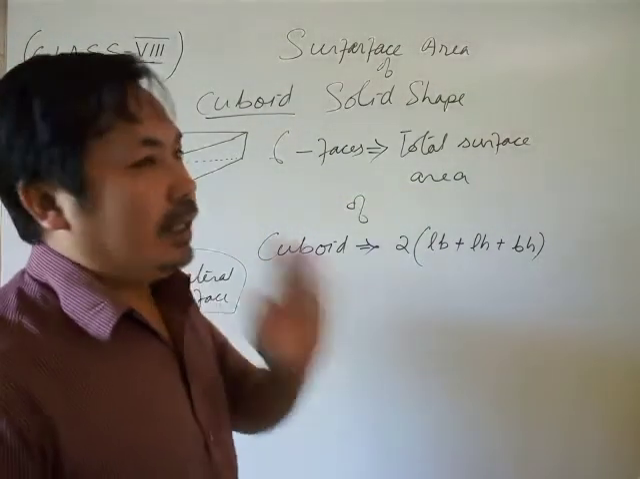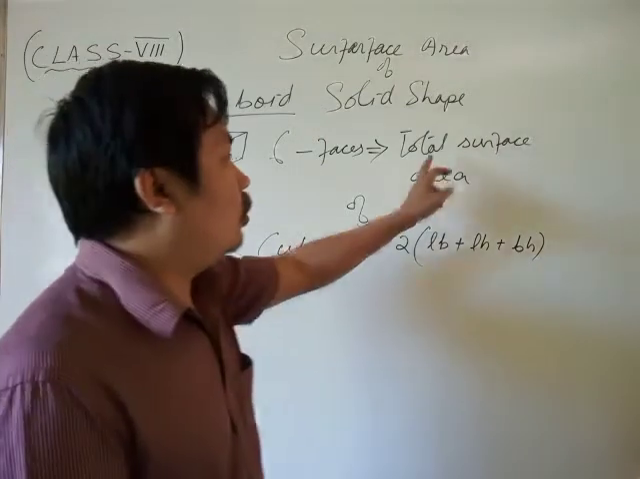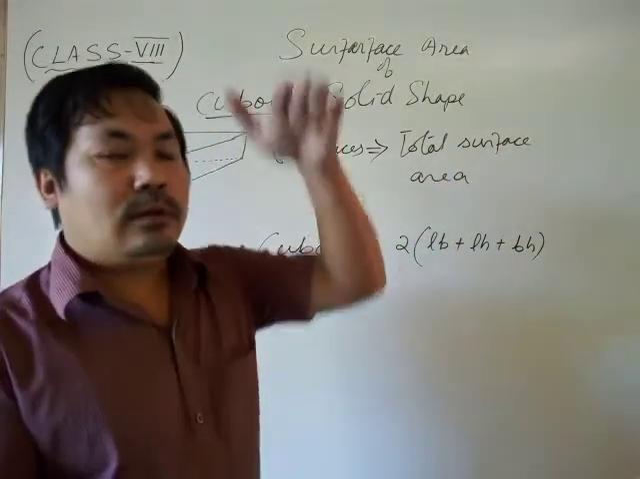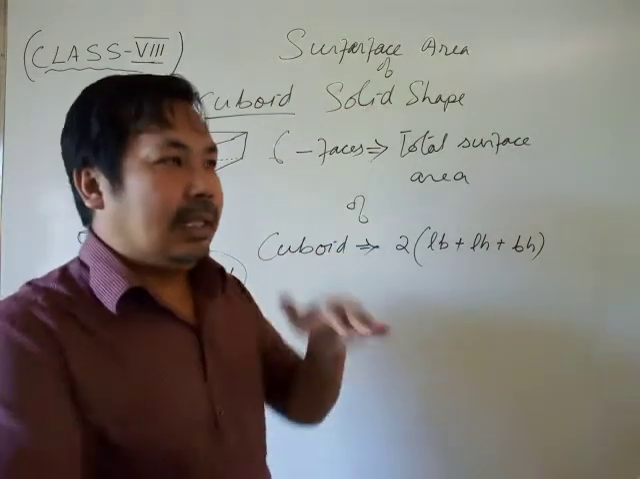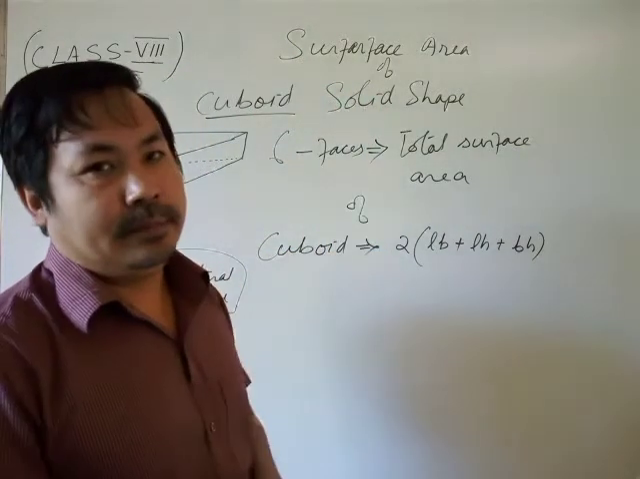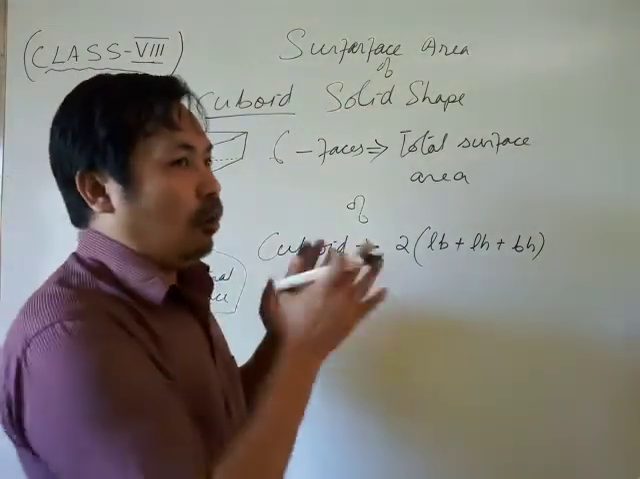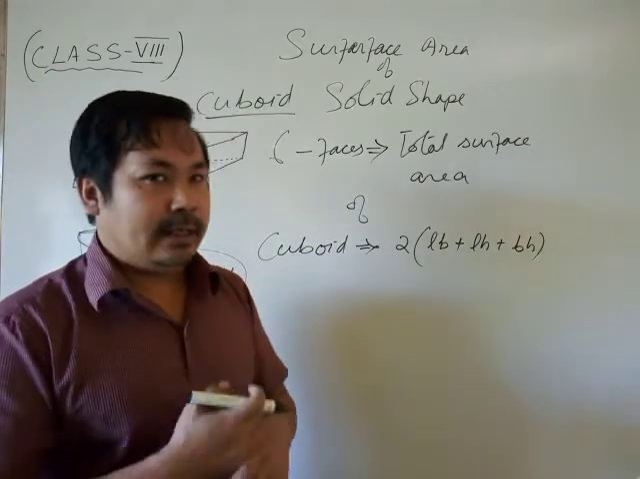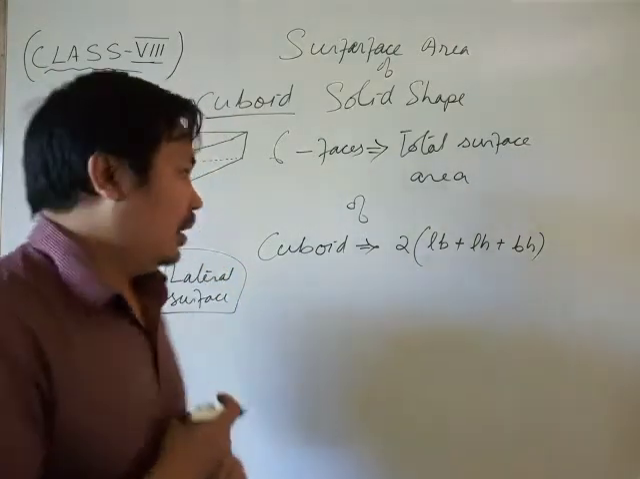Now when you find out the surface area, you will get two types of surface area. One is called total surface area. Total means with the top and the bottom, and lateral means without the top and the bottom. For example, the four walls of your room are called lateral surface.